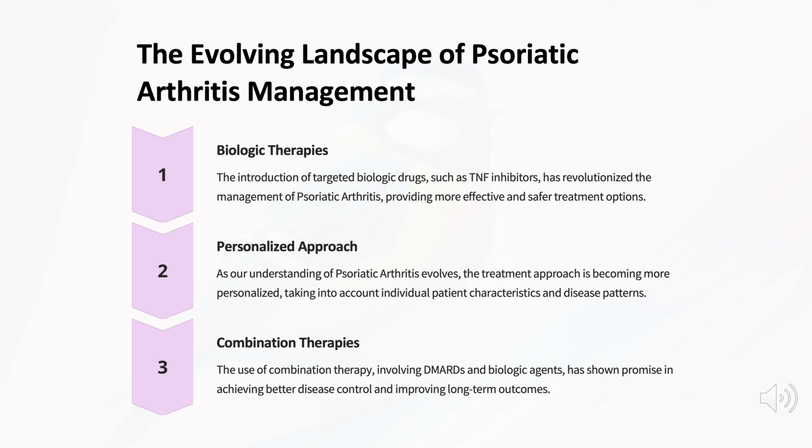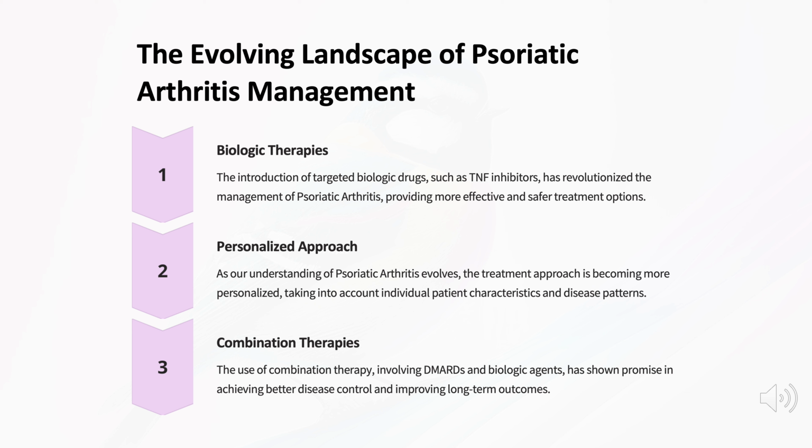and improved patient satisfaction. In addition to targeted biologics, the use of combination therapy has emerged as a promising strategy for managing psoriatic arthritis. By combining disease-modifying anti-rheumatic drugs, DMARDs, with biologic agents, clinicians can achieve better disease control and improve long-term outcomes for patients.